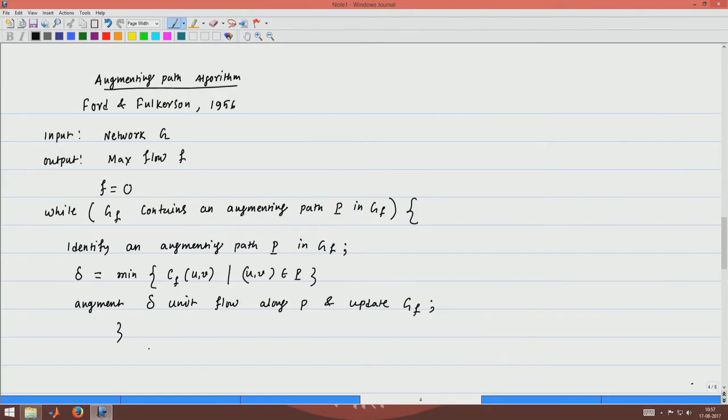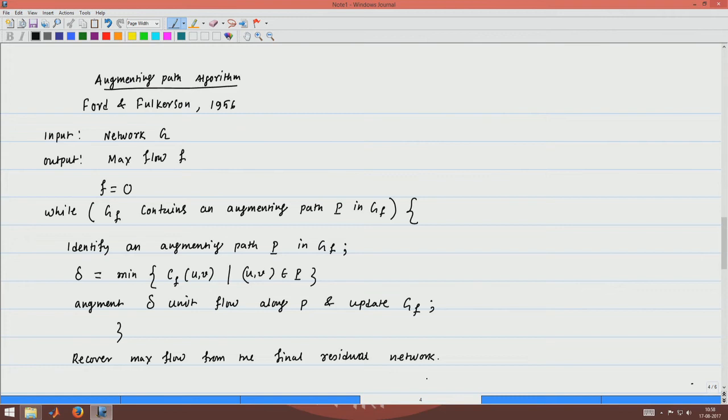and you are out of this while loop when there is no augmenting path. That is the stopping criteria for the Ford-Fulkerson algorithm. And once you are outside this while loop, you recover the maximum flow from the final residual network. Okay.